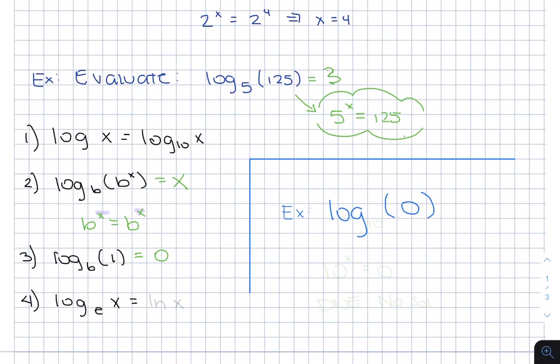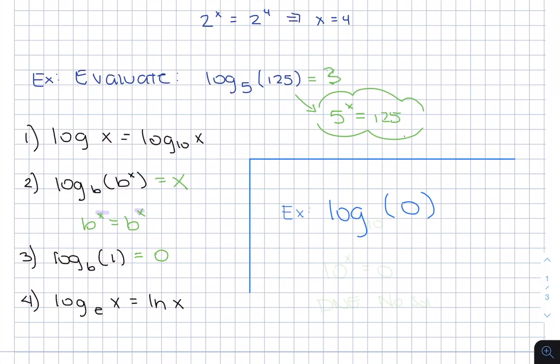There is something called a natural log, and that's actually log base e of x. And we represent the natural log as ln of x. ln of x basically means the natural log, and it's actually the inverse of e, as we saw before.